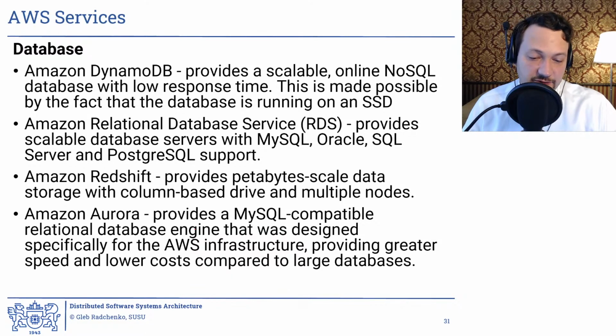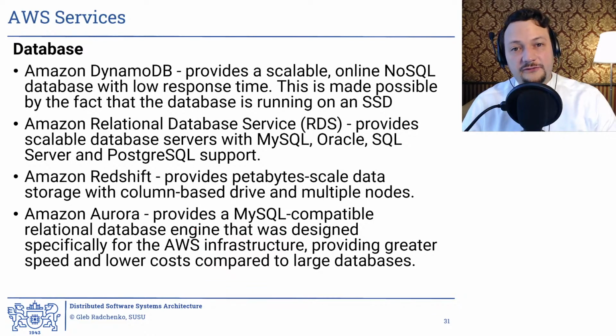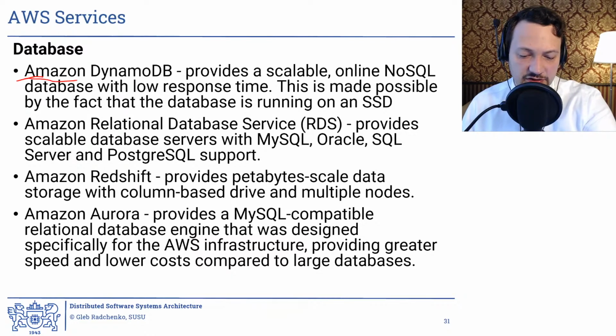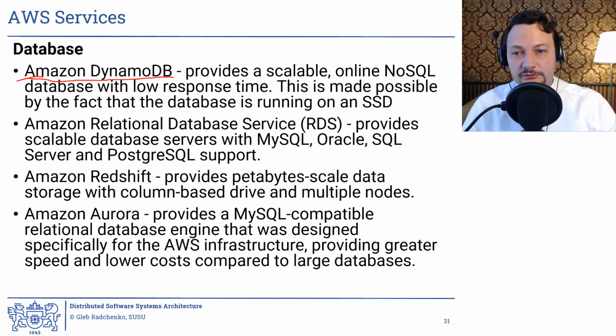And databases, of course. You would like not only to store files and objects, but you also would like to work with databases. So Amazon has its own database. It is Amazon DynamoDB, an online NoSQL database with low response time. Amazon RDS provides you a scalable database service with MySQL or SQL Server or PostgreSQL. Redshift provides the capability to work with petabyte data storages. And Aurora provides a MySQL-compatible relational database engine.